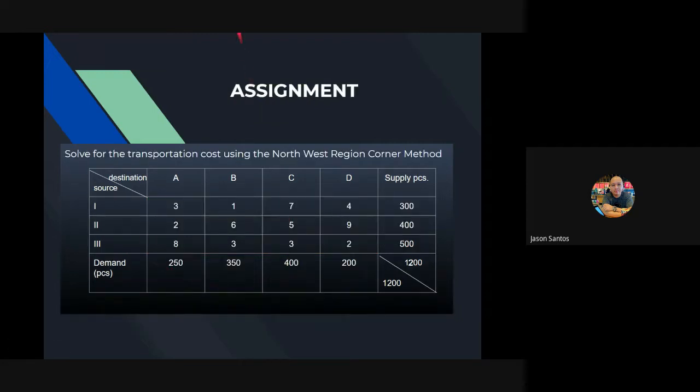And with that, I'm going to give you this assignment, which is to solve for the transportation cost using the Northwest Corner Region method as well. So everything else here is given. We just need to follow the steps that I have outlined in the example.